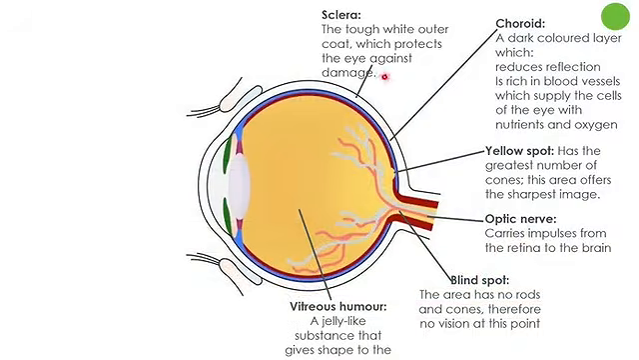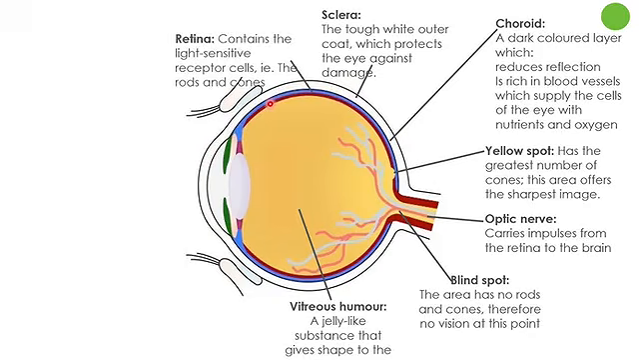Right, and then the sclera. Now, the sclera is the tough white outer coat which protects the eye against damage. It is part of the cornea, or should I say the cornea moves into the sclera area, which is the white part of the eye. Then the retina. Very important. It contains these light-sensitive receptor cells, which we call rods and cones.